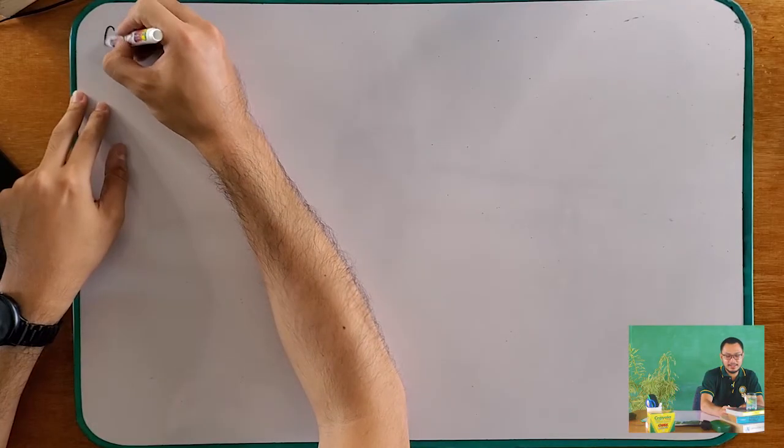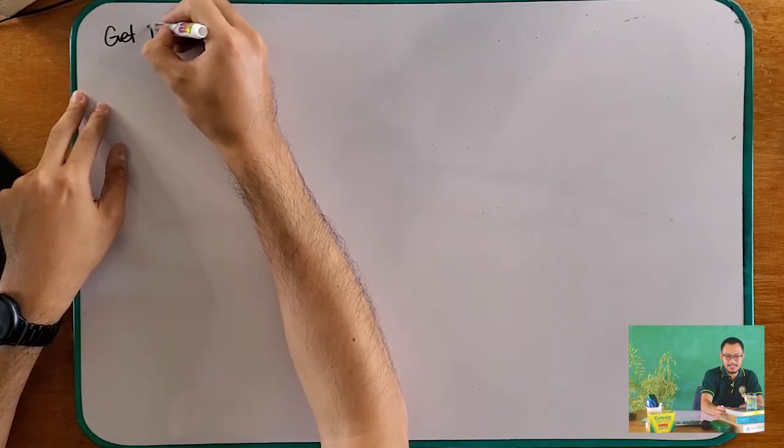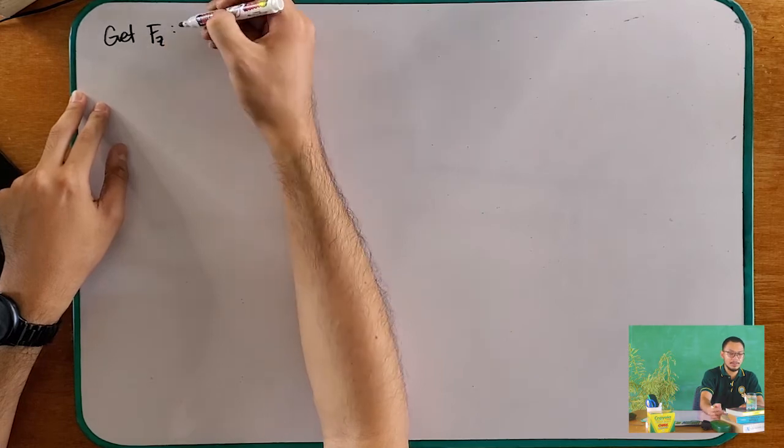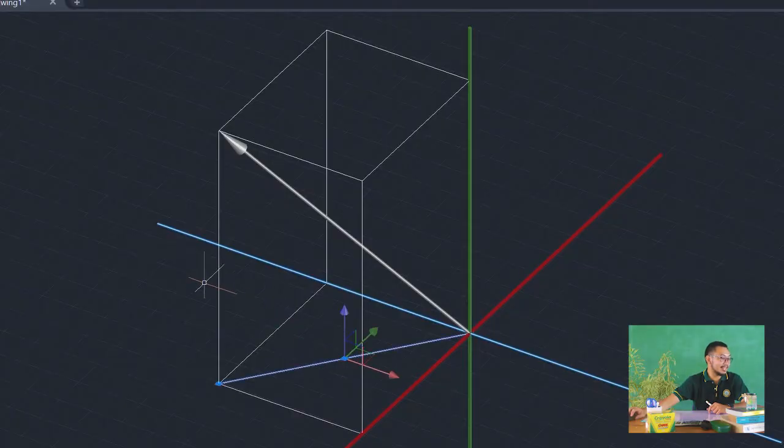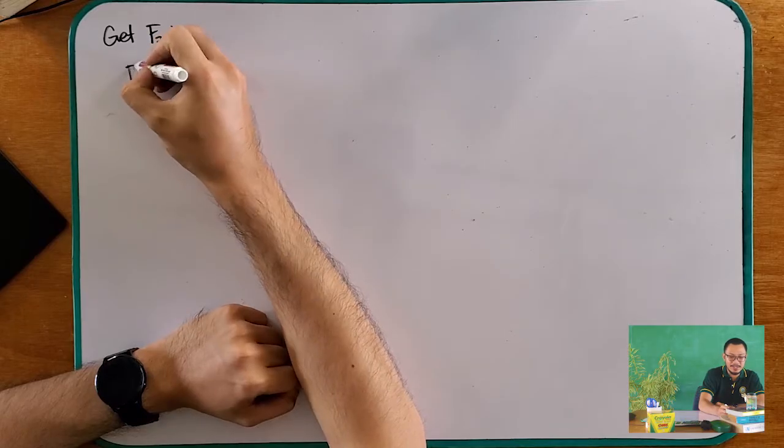We will first get FZ. To get FZ, you can see that this one is a triangle and this length is known, which is 100 pounds. And you have this angle of 60 degrees. So, for you to get FZ, what will you do?